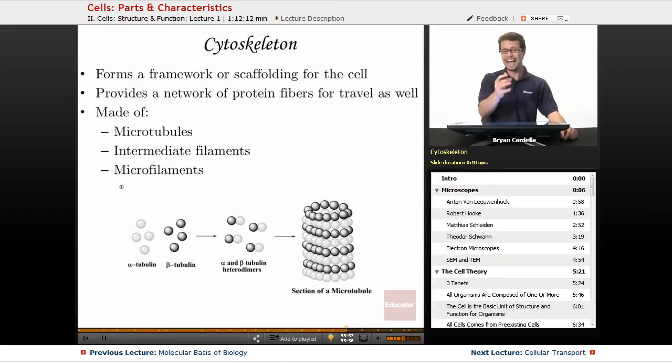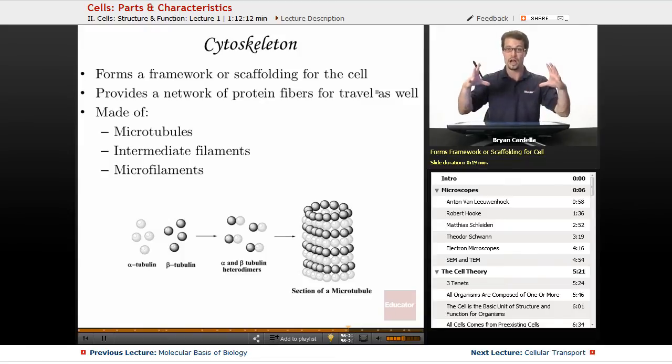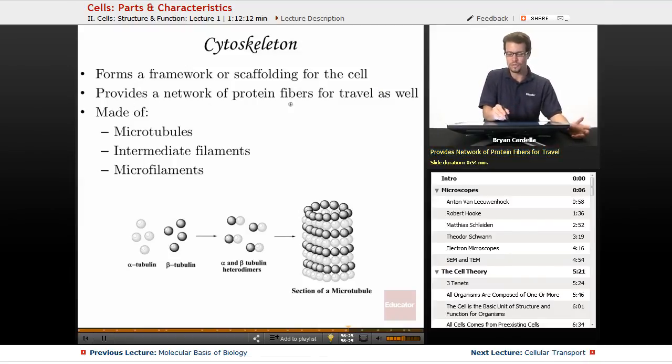The cytoskeleton, I just mentioned a part of the cytoskeleton in the previous slide when I said microtubules. So the cytoskeleton forms a framework or scaffolding for the cell. It holds it together and prevents the cell from collapsing into a fluidy blob. The cytoskeleton is very much like the skeleton of the cell, and those parts are pushing on the inside of the plasma membrane. It provides a network of protein fibers for travel as well.